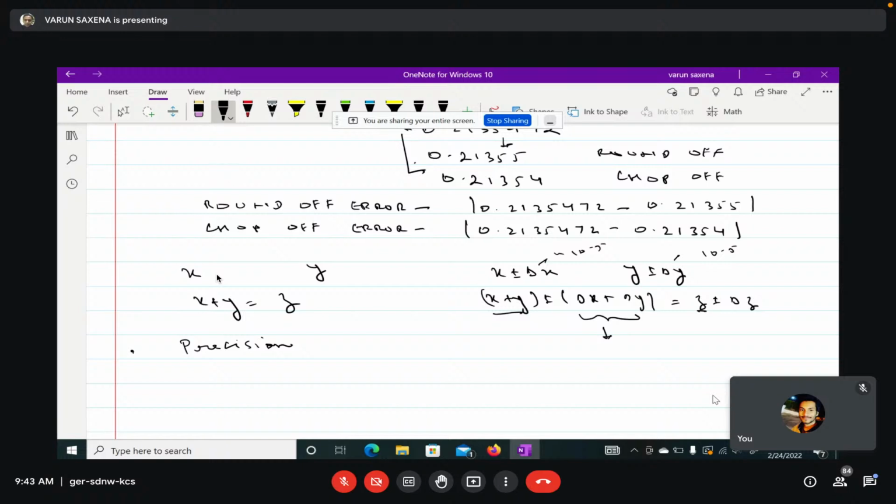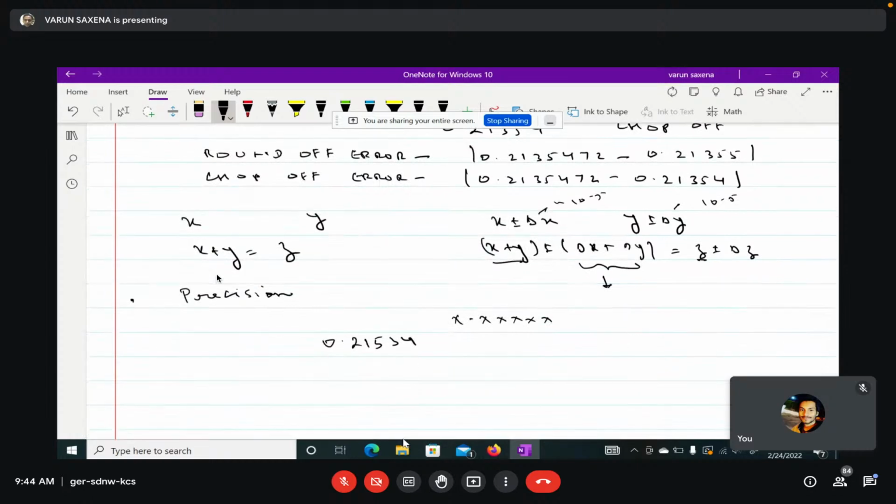Suppose I have a hypothetical computer that can store only 5 digits after the decimal. Let's say the computer can store a number in this format: 0.XXXXX. Say I have a number 0.21534.